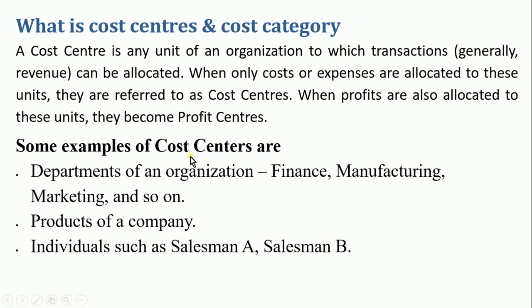Some examples of cost centers are departments of an organization. If you have one company with many departments, there may be a finance part, manufacturing part, marketing part, sales part, and those departments we will call cost centers. We can take it as a cost center. And the products of a company, individuals such as salesman A, salesman B. That means even the persons, we will take as a cost center.